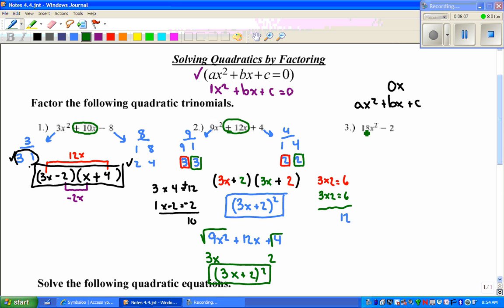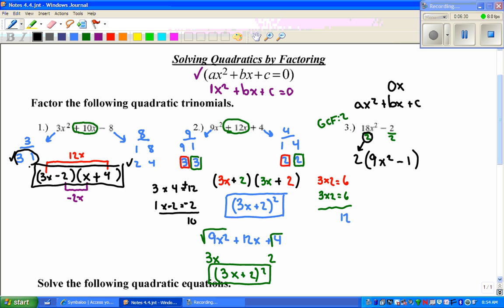First, here's what I want to do. Take a look at 18, take a look at 2. What is the greatest common factor? What's the GCF between those? Well, we're going to take out a 2. So I'm going to divide this by 2, divide that by 2, and I would be left with 9x squared minus 1, but don't forget that 2 doesn't go away. It goes right here.